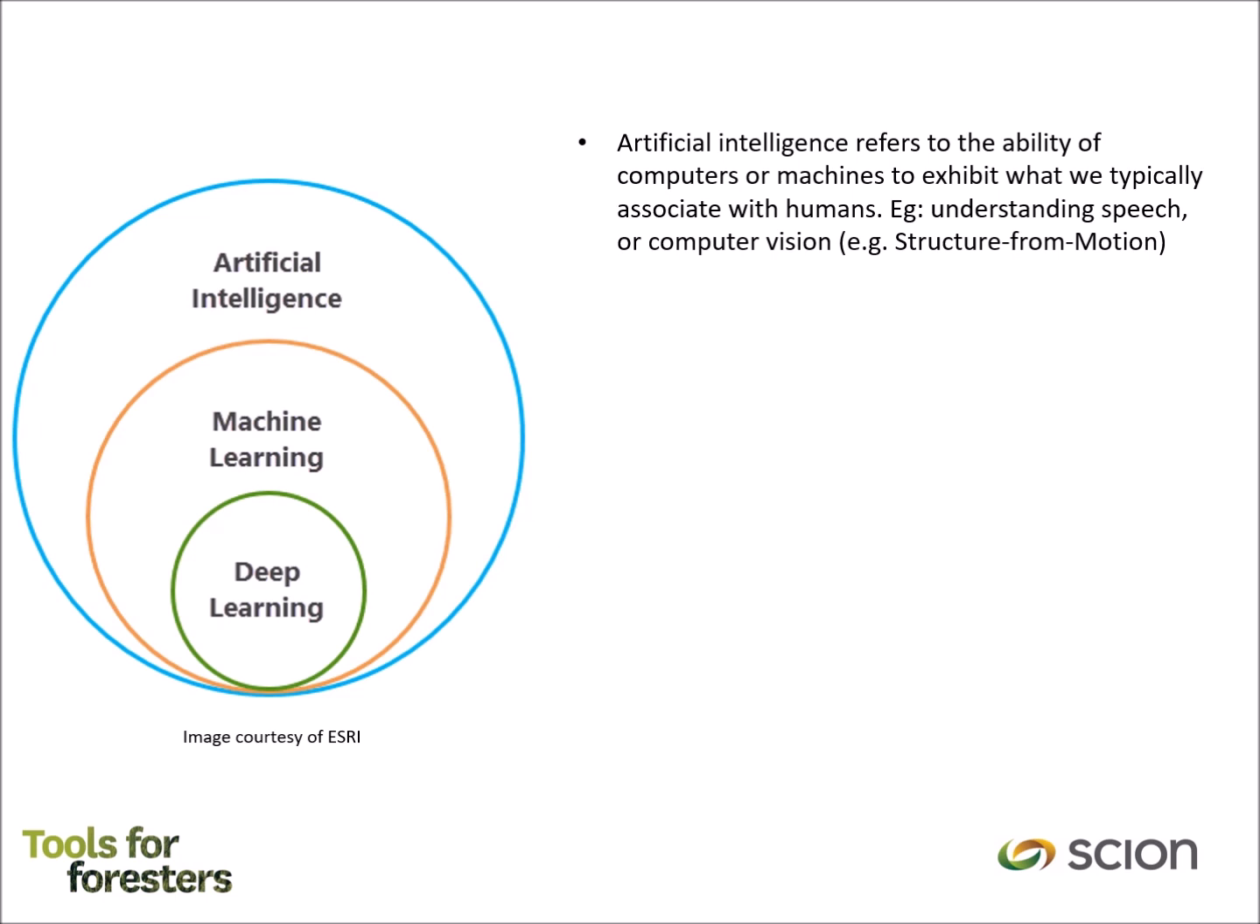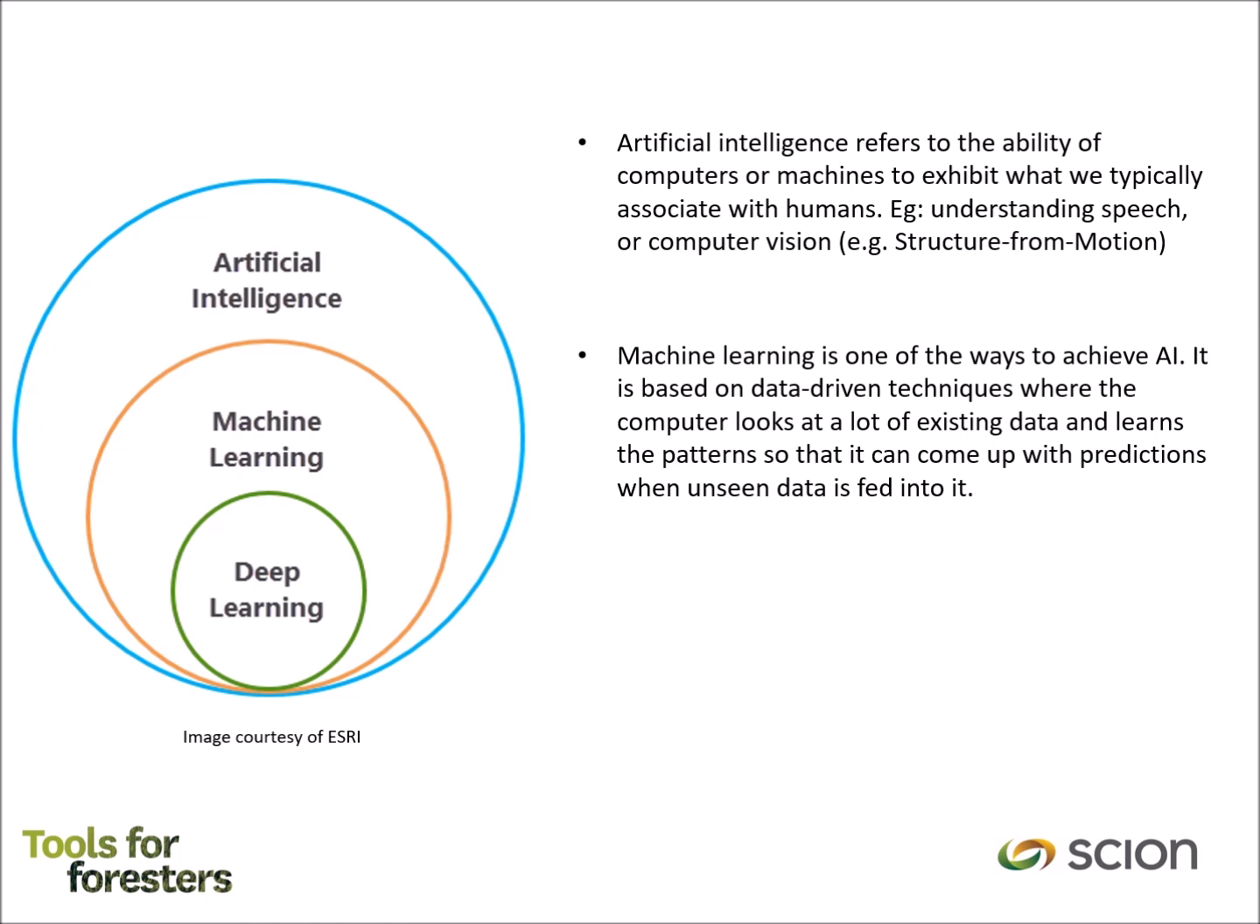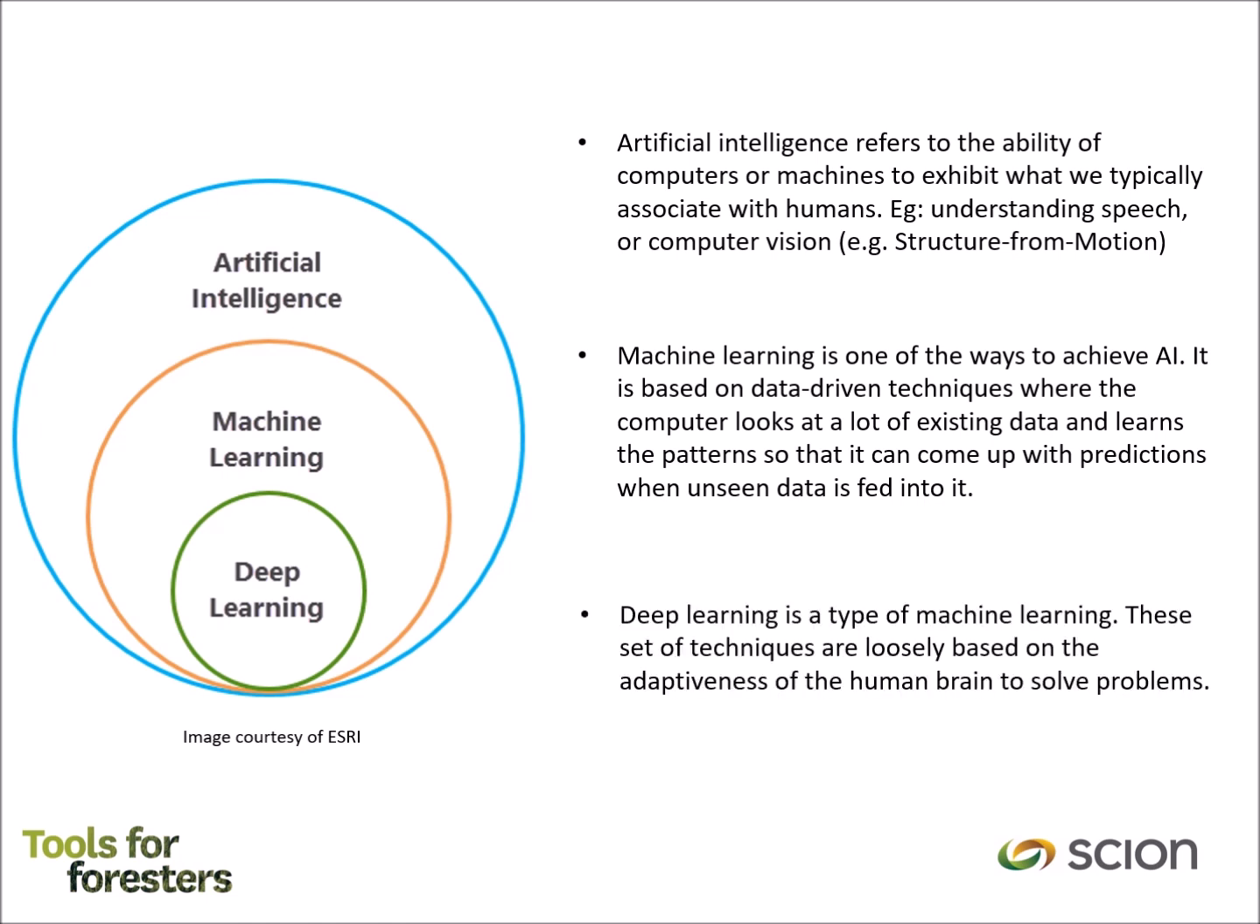Right, so it refers to the ability of computers and our machines to exhibit what we typically associate with humans. Can somebody tell me what you mean by machine learning? Based on data-driven techniques, where you throw something at a computer and it predicts what you want it to predict. And deep learning is basically a type of machine learning, and it is loosely based on the adaptiveness of the human brain and neurons and how information works in our brains.